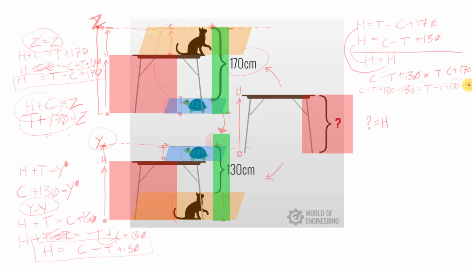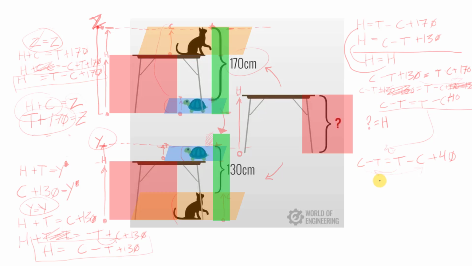170 minus 130 is 40, right? That crosses each other out. C minus t equals t minus c plus 40. This is very cool. So let's take that and put it down here. C minus t equals t minus c plus 40. Let's move the c over to here and t over here to solve.